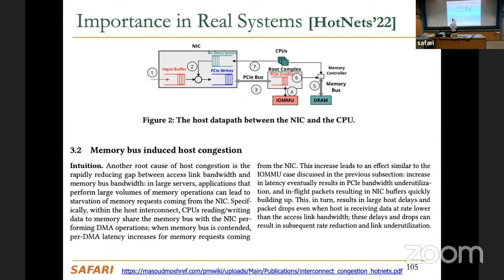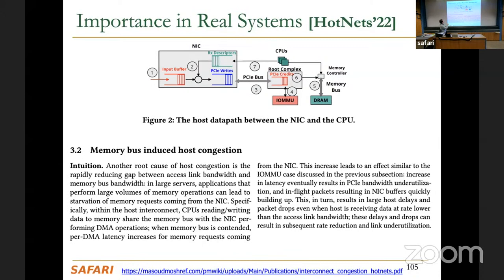But you're not getting 100 gigabits per second packet processing speed on the host because you're injecting those packets into main memory. But unfortunately, you're not able to inject those packets into main memory because somebody else is accessing main memory, that's the CPU. So all of these buffers are building up because they're getting delayed.